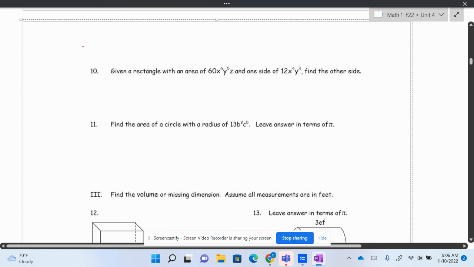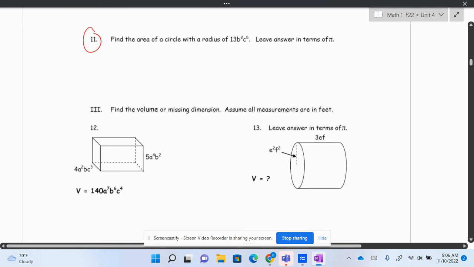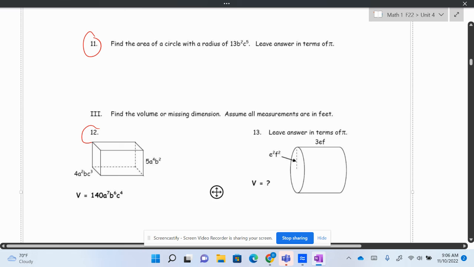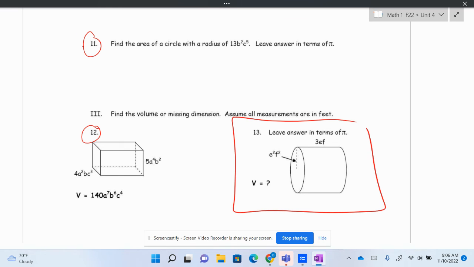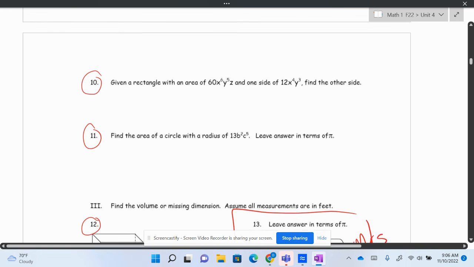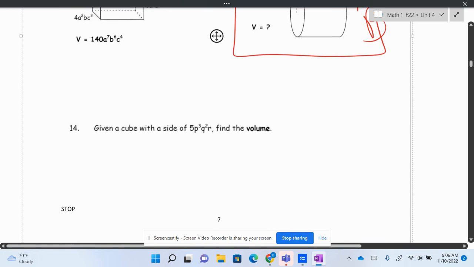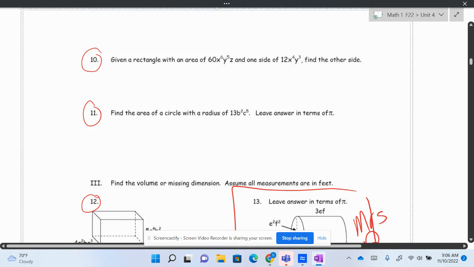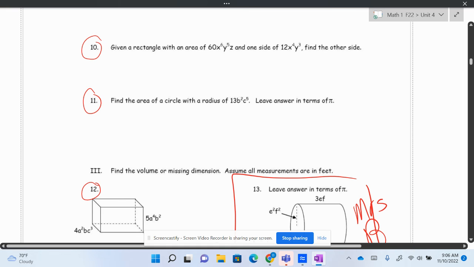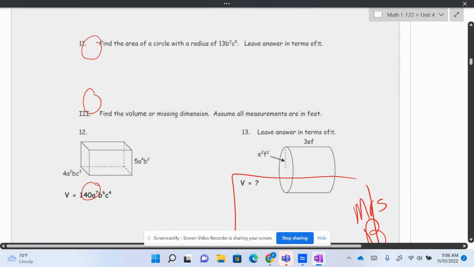Let's see. We have number 10 and number 11. And I'll do the rectangular prism. I will do this one just so you can see it, but you guys don't have to do number 12. So here's do 10, 11, and 12. That's it. 10, 11, and 12 on that page, okay? But I'm going to do number 13 because I want you to see it. All right?